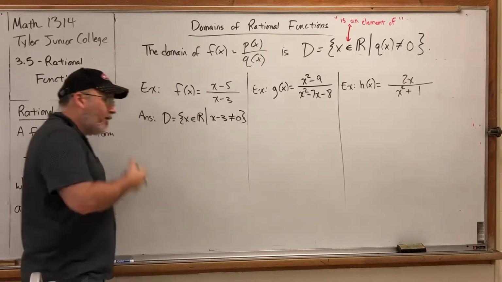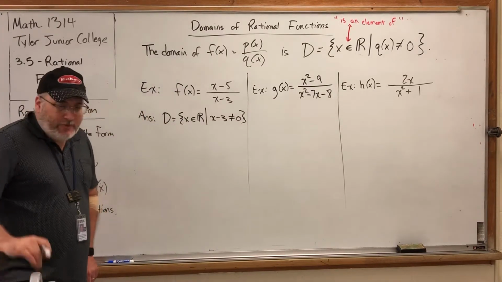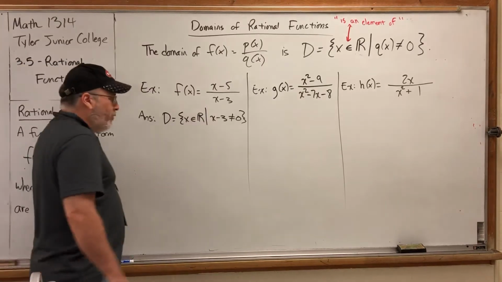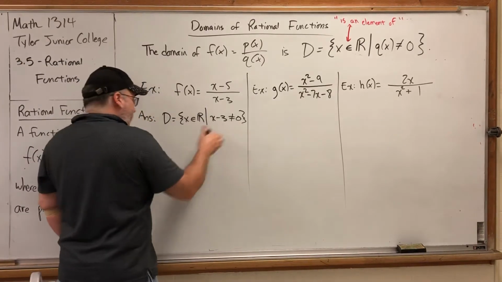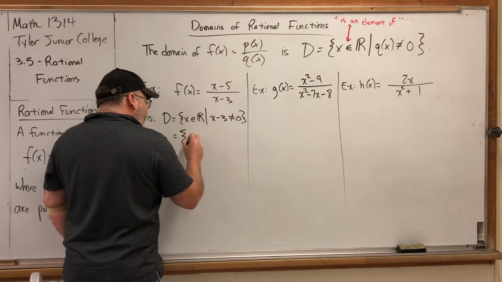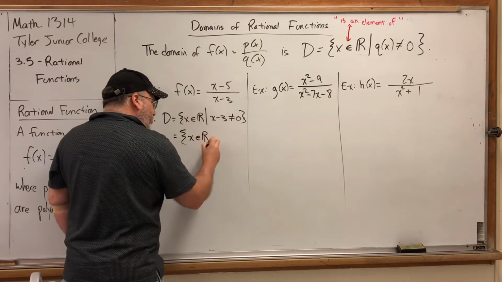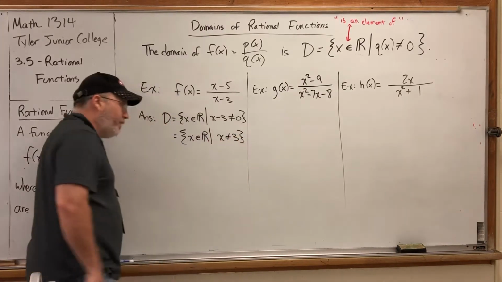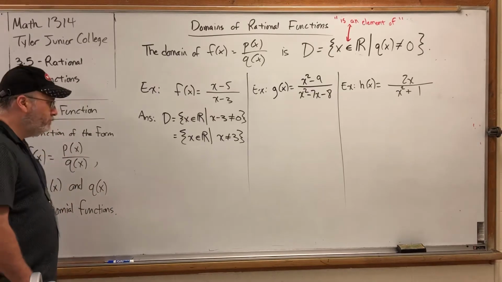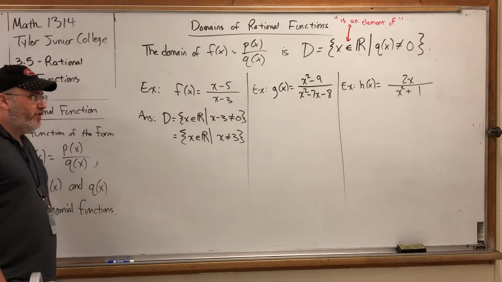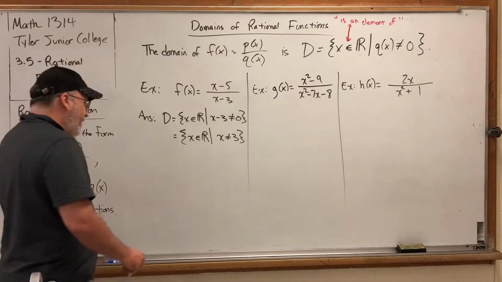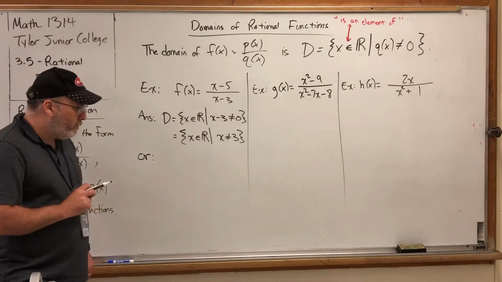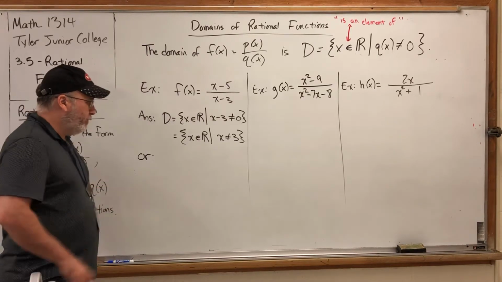And although that's an adequate description of the domain, it would be nicer if we were explicitly stating what numbers we're excluding. In other words, if we solved this inequality for x. So we could say the domain is the set of all x's in the real numbers such that x is not equal to 3. Because 3 is what would make x minus 3 equal to 0. Now, when we saw these domains previously, we were writing them in interval notation, and I don't want to abandon that. I just want to compare it to set builder notation.